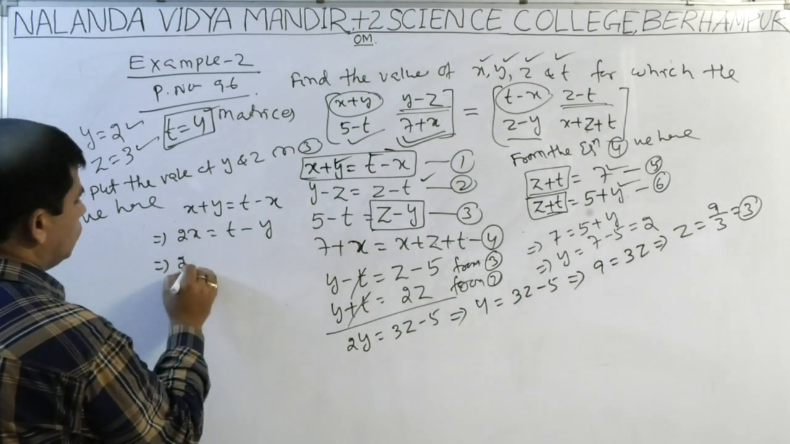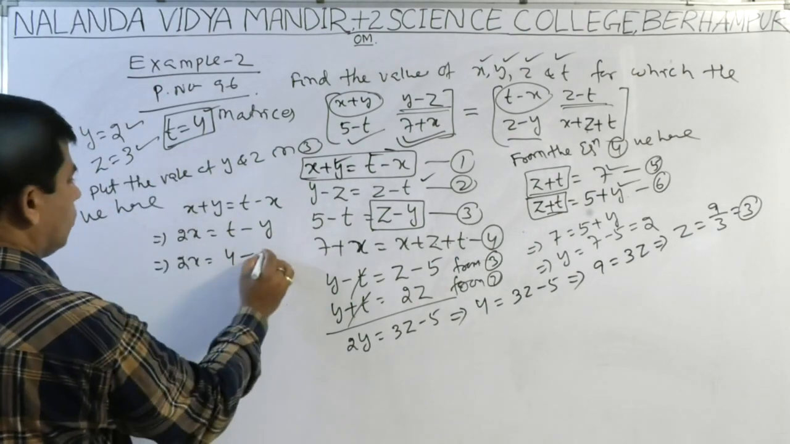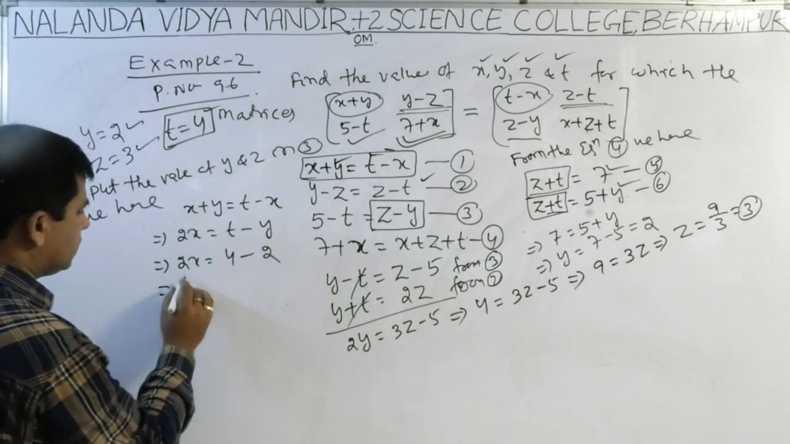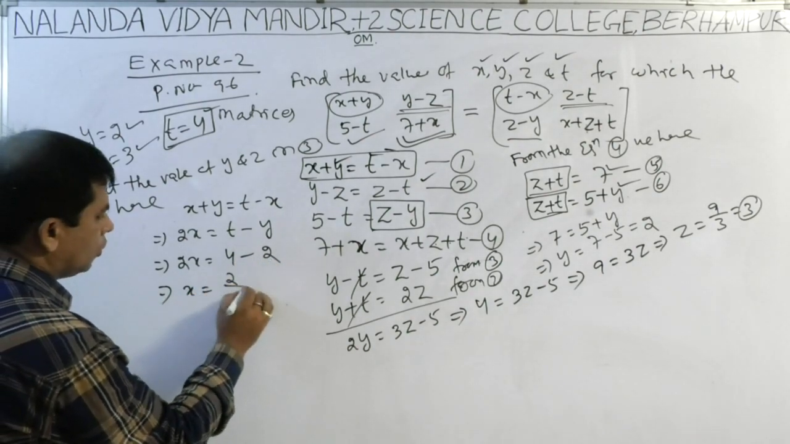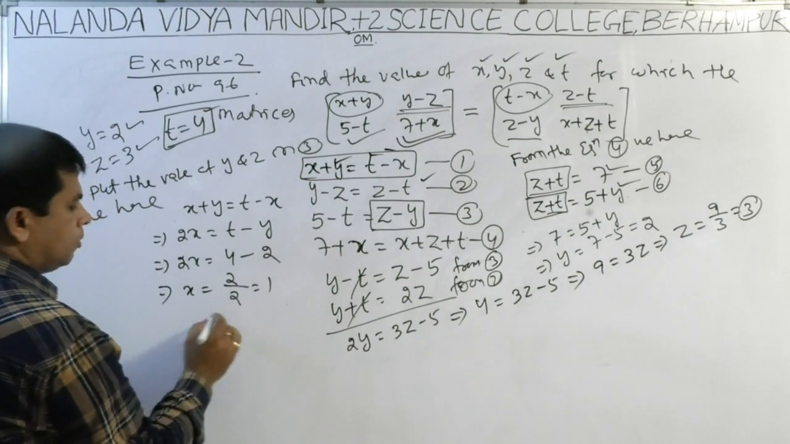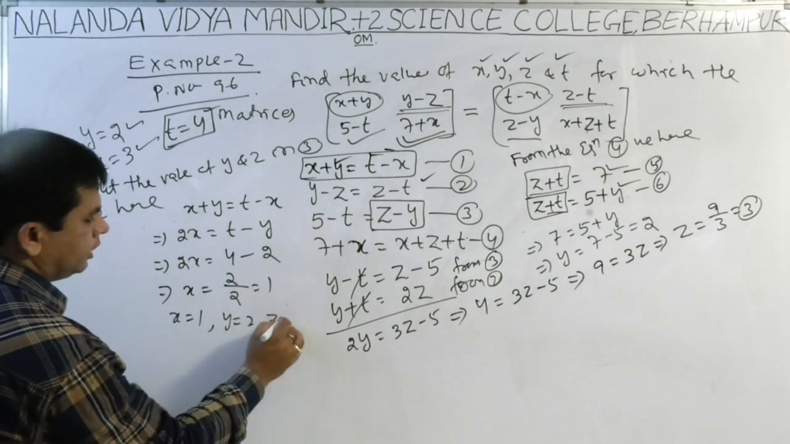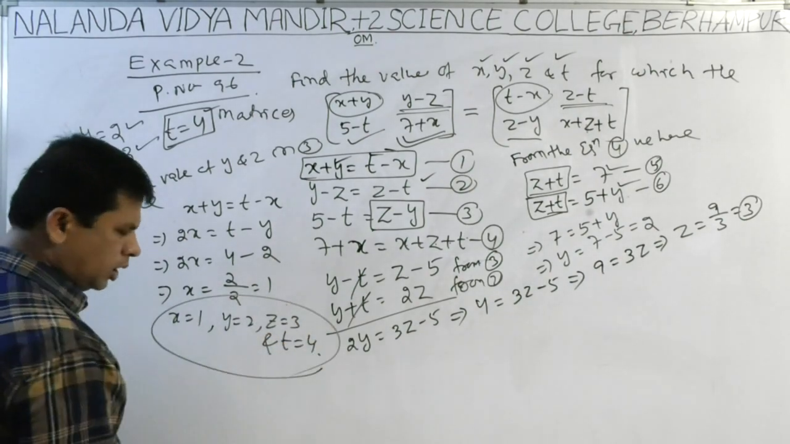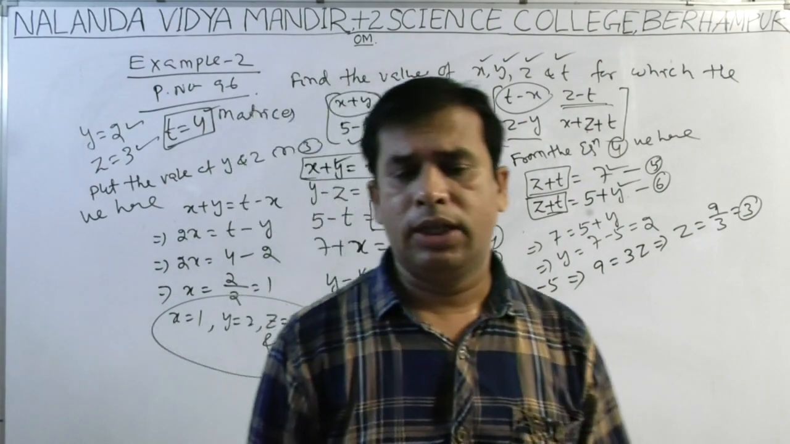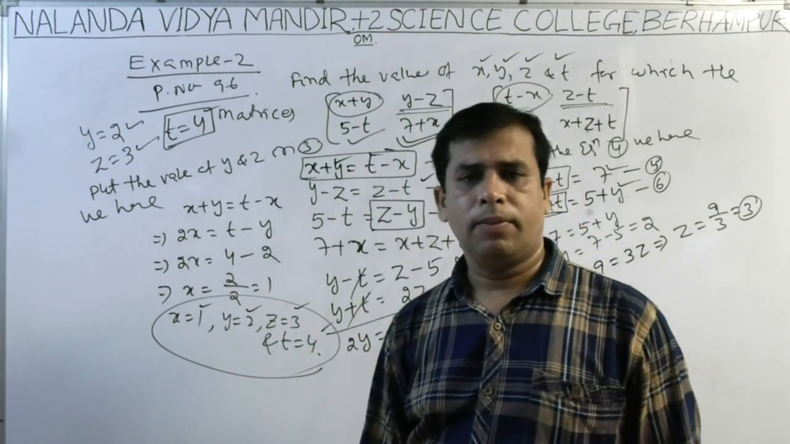This implies 2x is equal to the value of t, which is 4, minus the value of y, which is 2. This implies 2x is equal to 4 minus 2, 2x is equal to 2, x is equal to 2 by 2, which is 1. Therefore, x is equal to 1, y is equal to 2, z is equal to 3 and t is equal to 4. Therefore, the values of x, y, z and t are 1, 2, 3, 4 respectively. Okay?